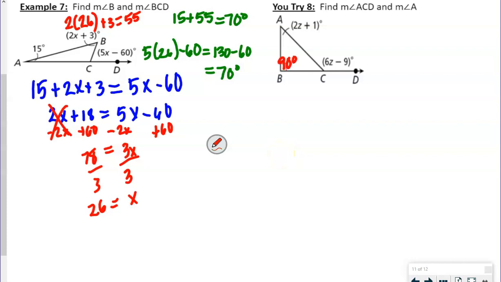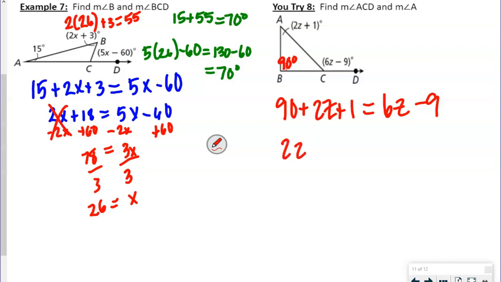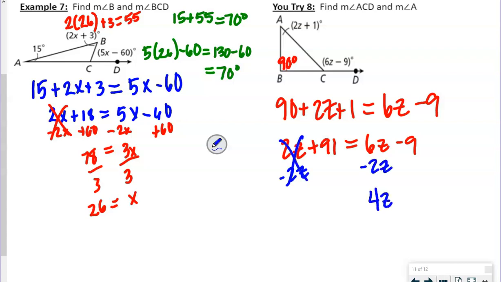Because when I add the 90 with the 2z plus 1, 90 plus 2z plus 1 is equal to 6z minus 9. So 90 plus 2z, that's supposed to be a z, y'all, plus 1. So that's 91. So this is 2z plus 91 equals 6z minus 9. So I'm going to actually subtract the 2z from both sides. That's gone from there now. So I got 4z over here, right? Then I'm going to add 9 to both sides. So that's gone from there, and that's going to be equal to 100, right?